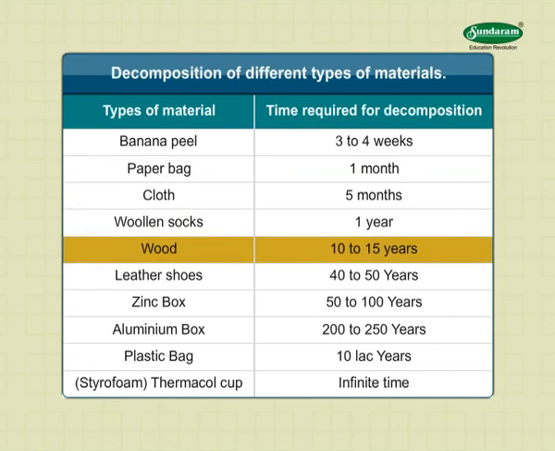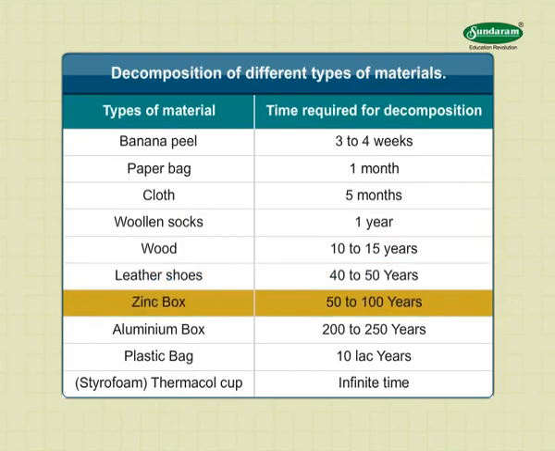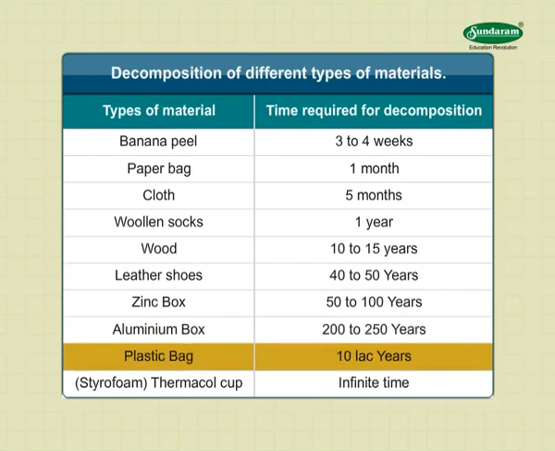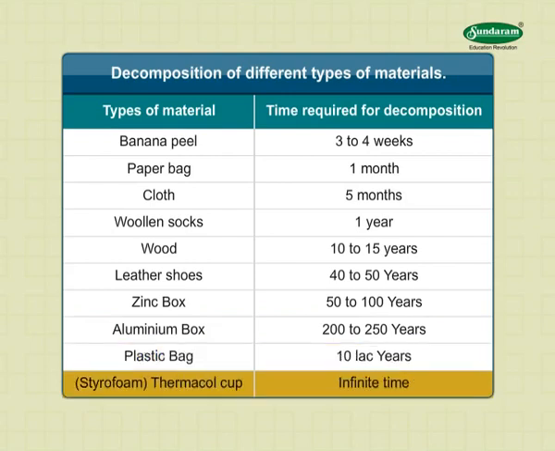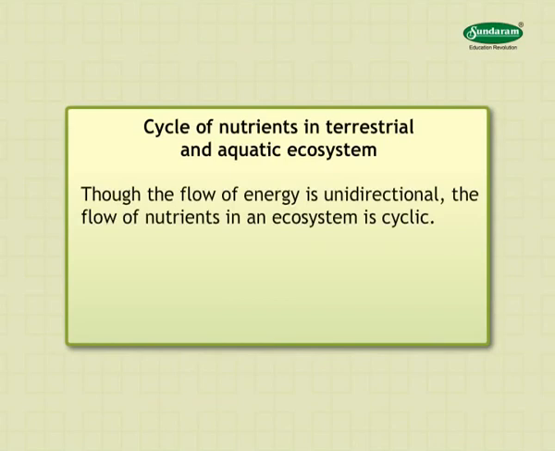Wood takes 10 to 15 years to decompose. Leather shoes take 40 to 50 years, while a zinc box may take 50 to 100 years, and an aluminium box takes 200 to 250 years to decompose. Did you know that a plastic bag takes 10 lakh years, and a styrofoam or thermocol cup may never really decompose at all?